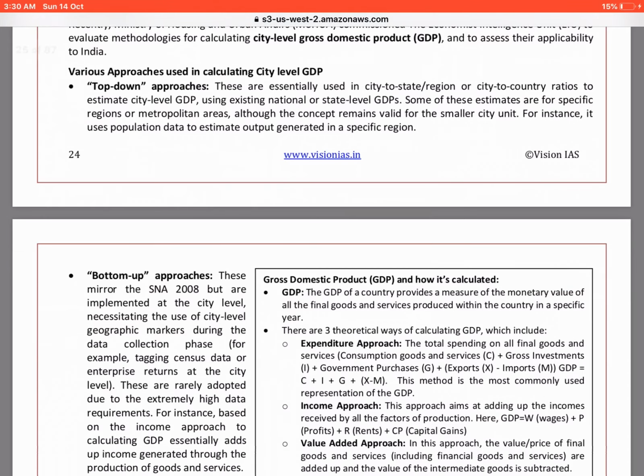So various approaches are being talked about in city level GDP, that is, top down approaches. In the top down approach, what happens is that the city level GDP is compared to the state, or the city level GDP is compared to the center. By this ratio, they find out the city level GDP. So the estimates are for the specific region or for the metropolitan region. Next is the bottom up approach.